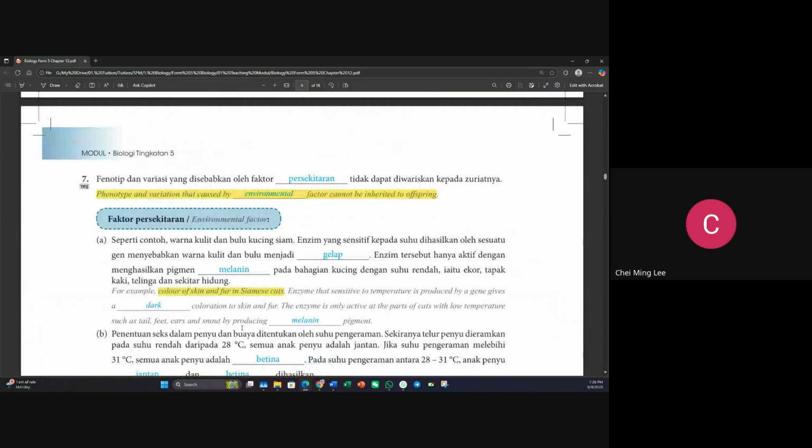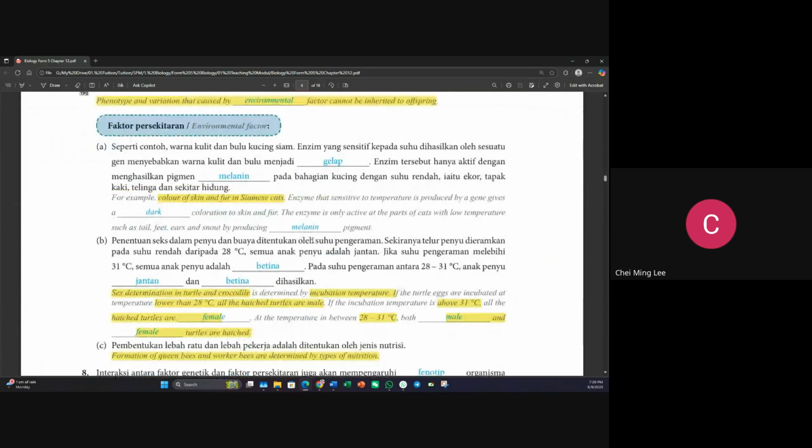Now let's talk about the environmental factors. So remember, the phenotype or variation that is caused by the environment cannot be inherited. So for example, the color of skin and fur in Siamese cats. The enzyme that is sensitive to temperature is produced by a gene and gives a dark coloration to skin and fur. So the enzyme is only active at the parts of the cat with low temperature, like the tail, feet, ear, and snout. Snout is the nose of the cat, by producing melanin pigment.